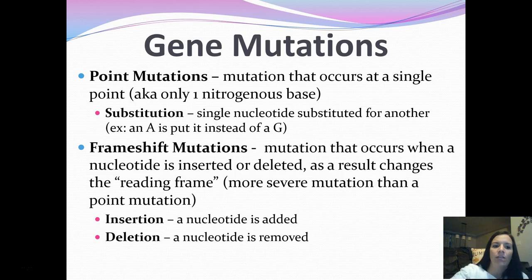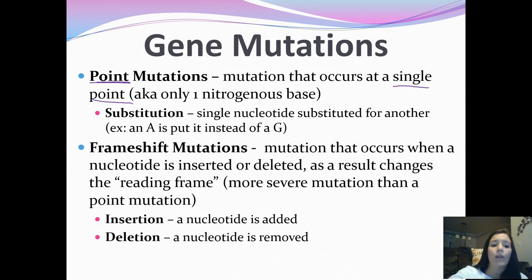A point mutation is just that. It occurs at a single point in that chain, aka only one nitrogenous base is being changed. This is something like a substitution. If you think about sports, for example, if someone gets injured on the field, you don't keep playing with one less player. You put a different player in. So this is a substitution.